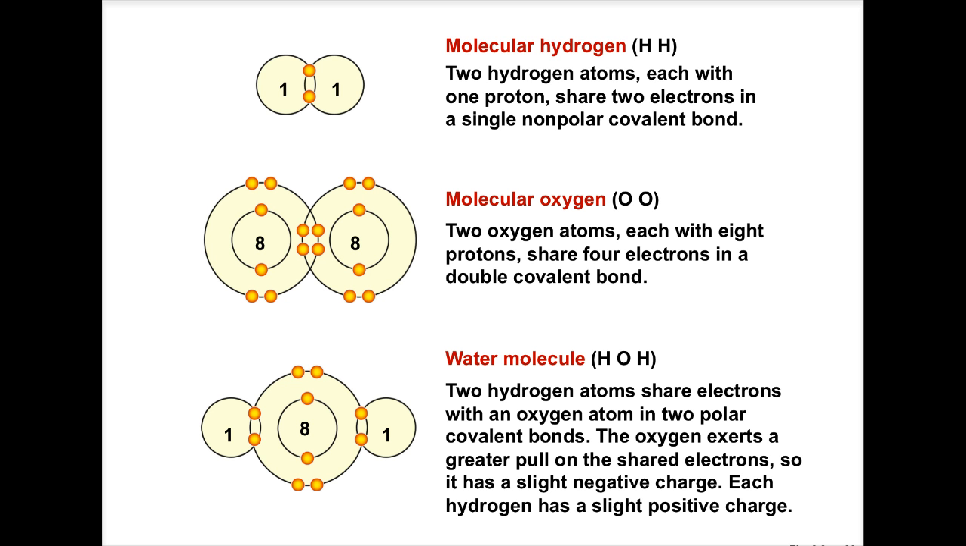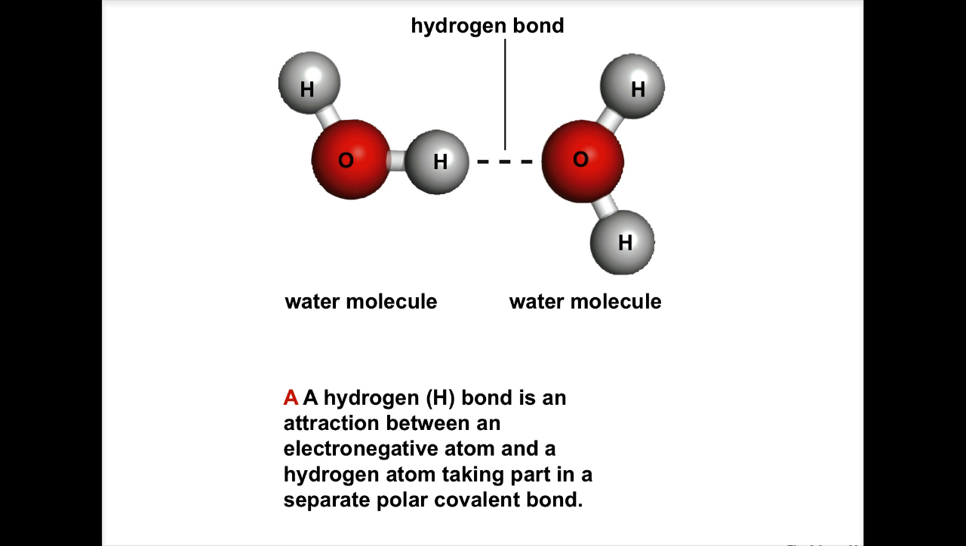And that's what gives water a lot of its dynamic properties, and one of those properties is the ability to form hydrogen bonds. Now, a hydrogen bond is not drawn by a solid line because it is not an actual transfer or sharing of electrons. It is an interaction of molecules based upon attraction of opposite charges. So since each hydrogen in a water molecule has a slightly positive charge and the oxygen has a slight negative charge, a hydrogen bond can form between them.